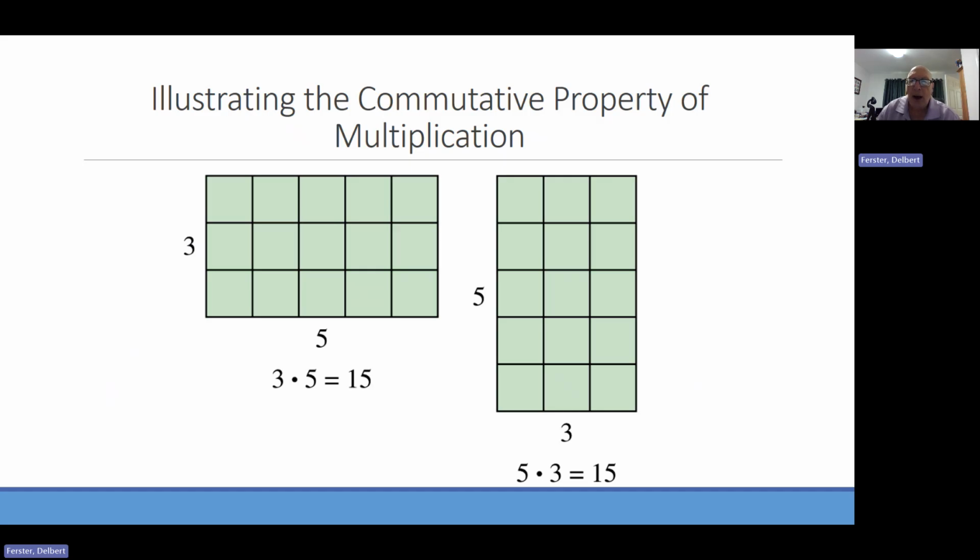Okay. These next slides hopefully will show you why some of these properties work. So on the left side, you see 3 times 5, and you see it as 3 rows and 5 columns. And if we change those dimensions and showed 5 rows and 3 columns, holy smoke, we are showing the exact same response. So we've just showcased 3 times 5 having the same output as 5 times 3.